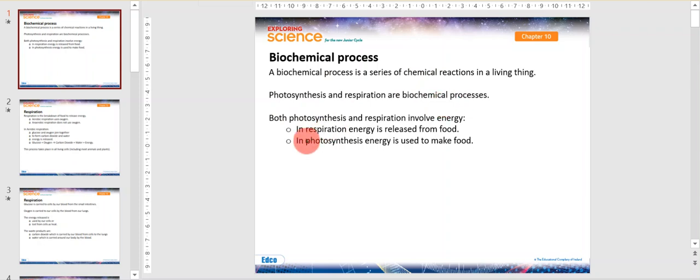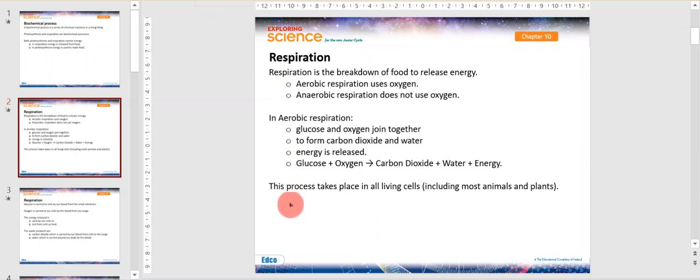Both photosynthesis and respiration involve energy. In respiration, energy is released from food. In photosynthesis, energy is used to make food. These two processes are very much linked together, for example between plants and animals.